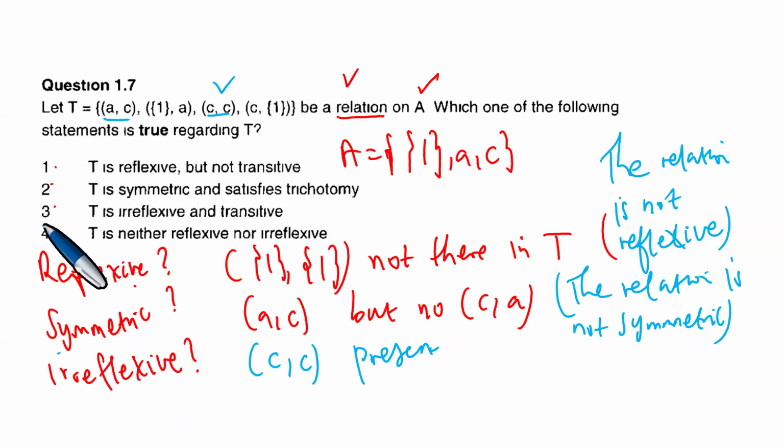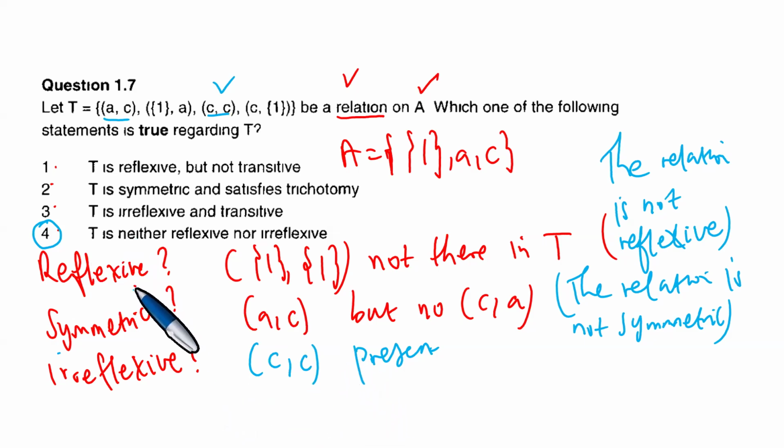And therefore, the correct option will have to be option four, that says T is neither reflexive nor irreflexive. Option one says it is reflexive, but surely it is not. The second one says it is symmetric, but surely it is not. The next one claims that it is irreflexive. So the correct option will have to be the one that says it is neither reflexive nor irreflexive. As much as CC is present, we would need more elements.